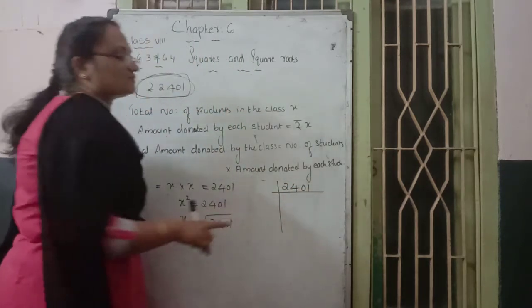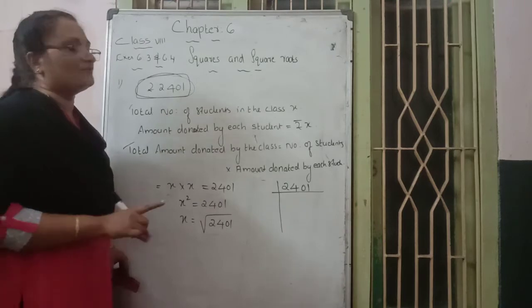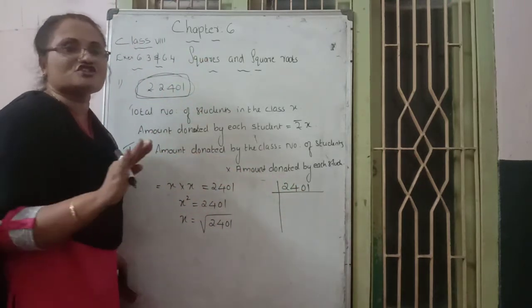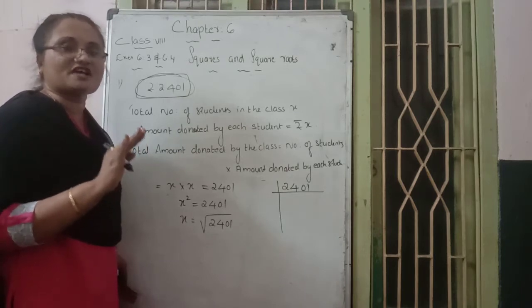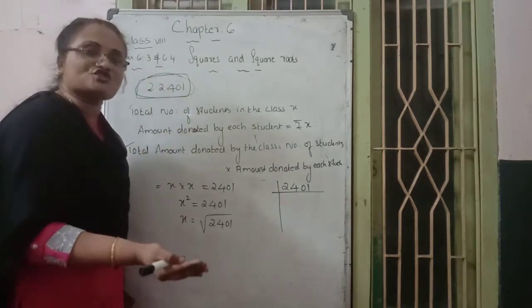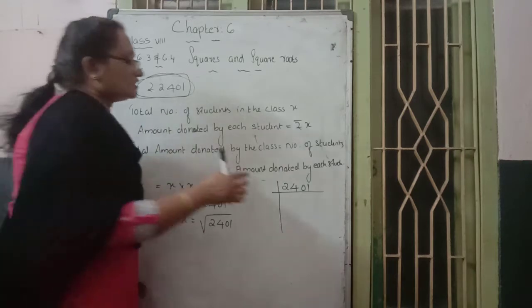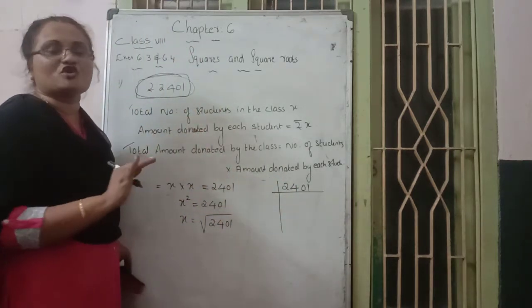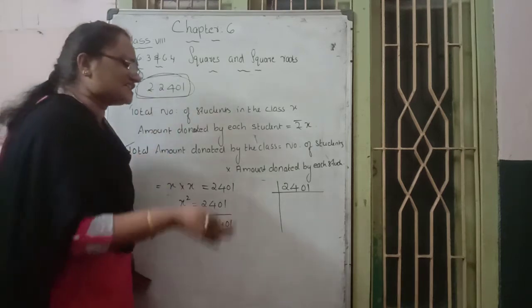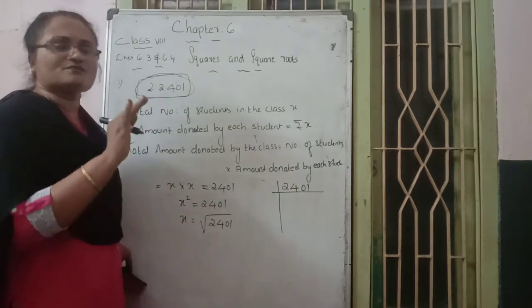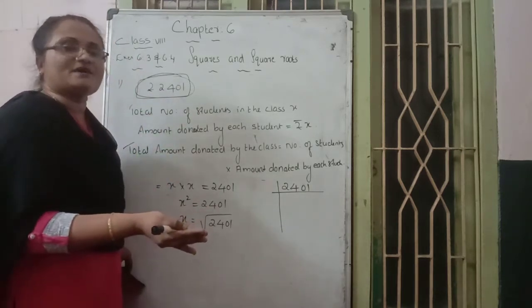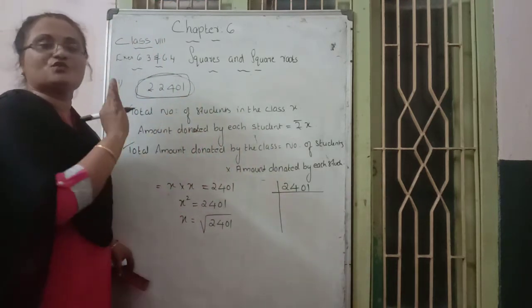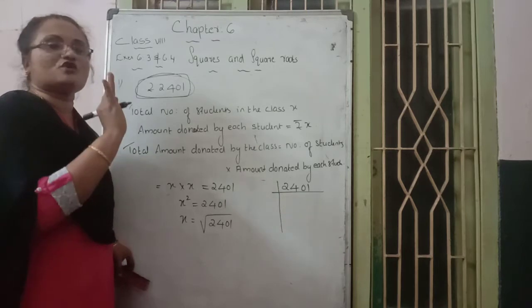Here, is it possible to divide it by 2? No. Why? Because the unit place is 1, an odd number. That's why it is not possible to divide it by the prime number 2. Then go to the next prime number 3. 2 plus 4 comes to 6, 6 plus 1 is 7. 7 is not a multiple of 3. That's why 3 is not possible. Next is 5. You need 0 or 5 in the unit place, but here it is 1. That's why 5 is not possible.